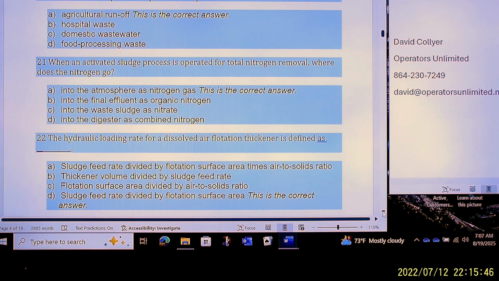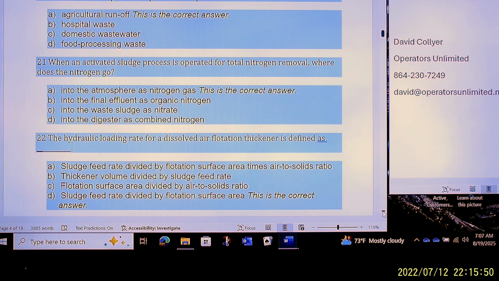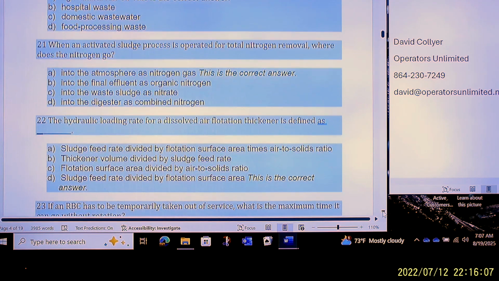Blank is an example of non-point source pollution. A, agricultural runoff, B, hospital waste, C, domestic wastewater, D, food processing waste. The answer to 20 is A, agricultural runoff.